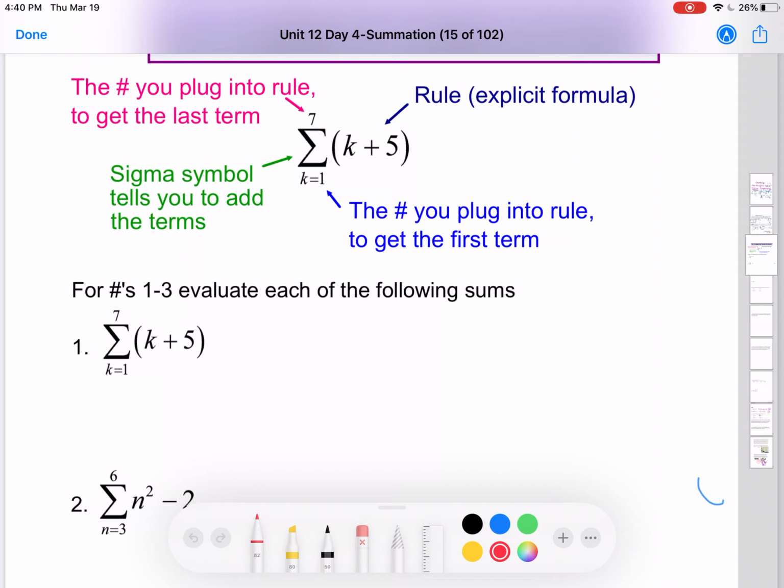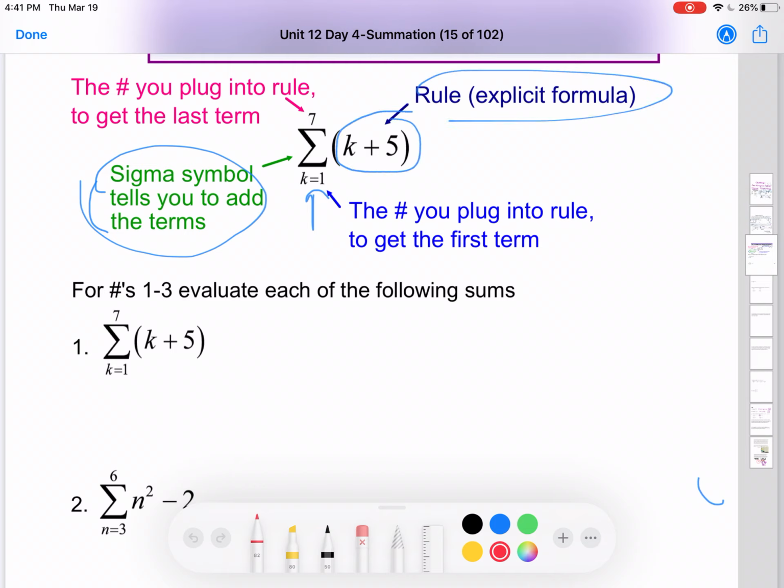All right, so summation. What we're going to do today is use a symbol called sigma. This funky little symbol right here is called sigma. The number right here is the number that you're going to first plug into your rule, which comes after sigma. Then you'll keep plugging in after the number 1: 2, 3, 4, 5, 6, and you'll stop after you plug in 7 to get your last term of the sequence.